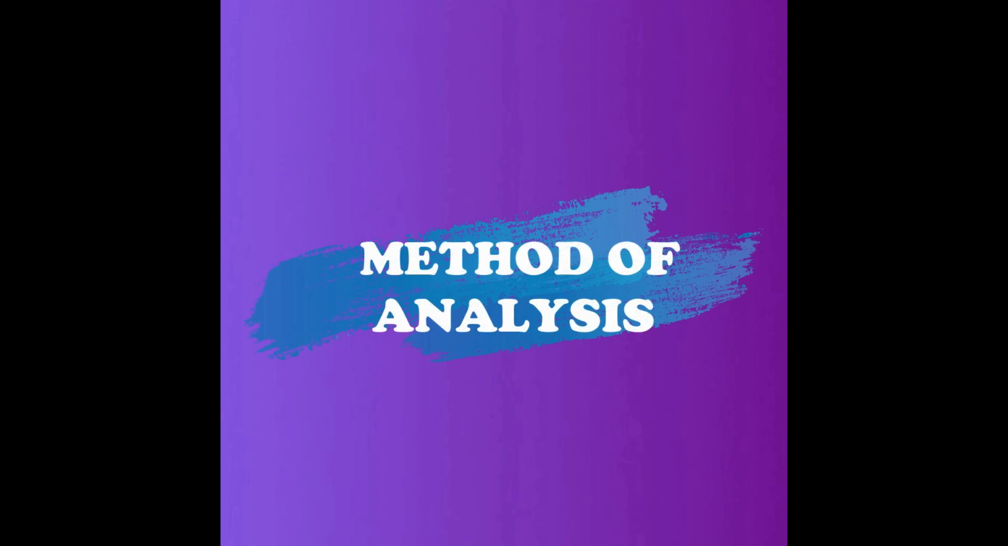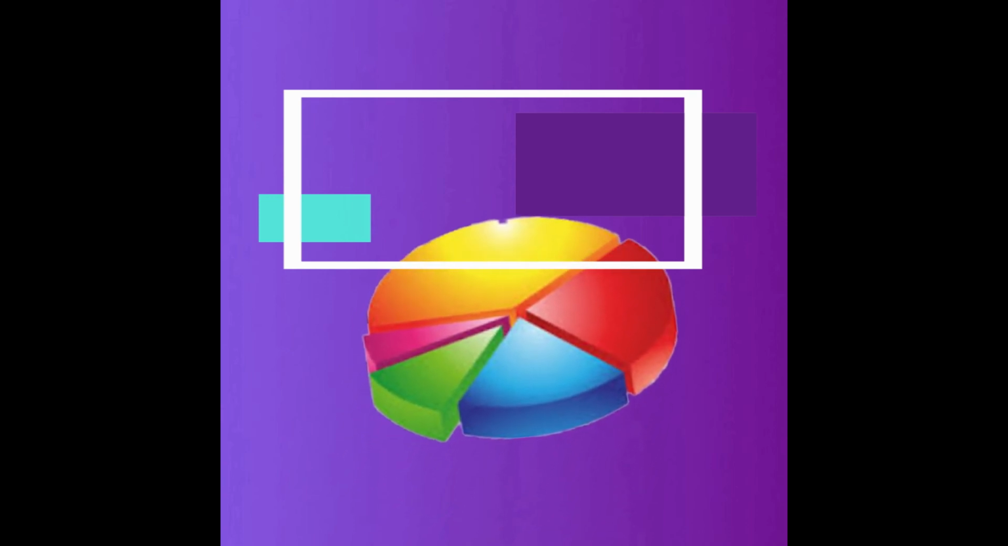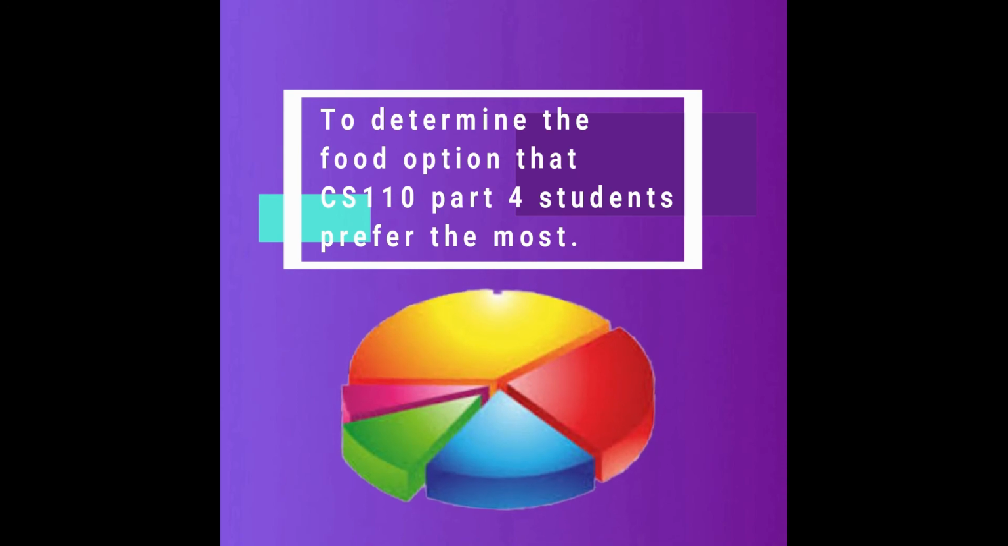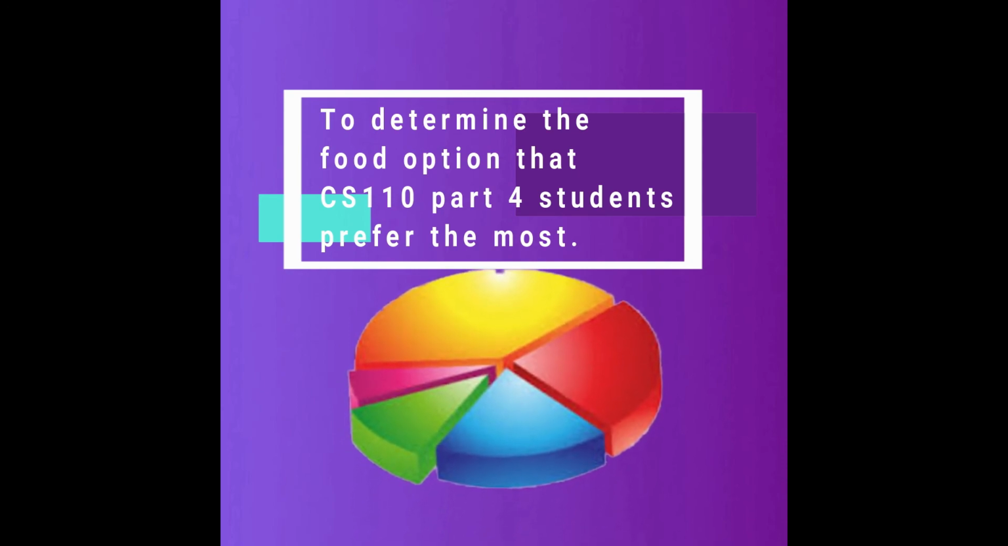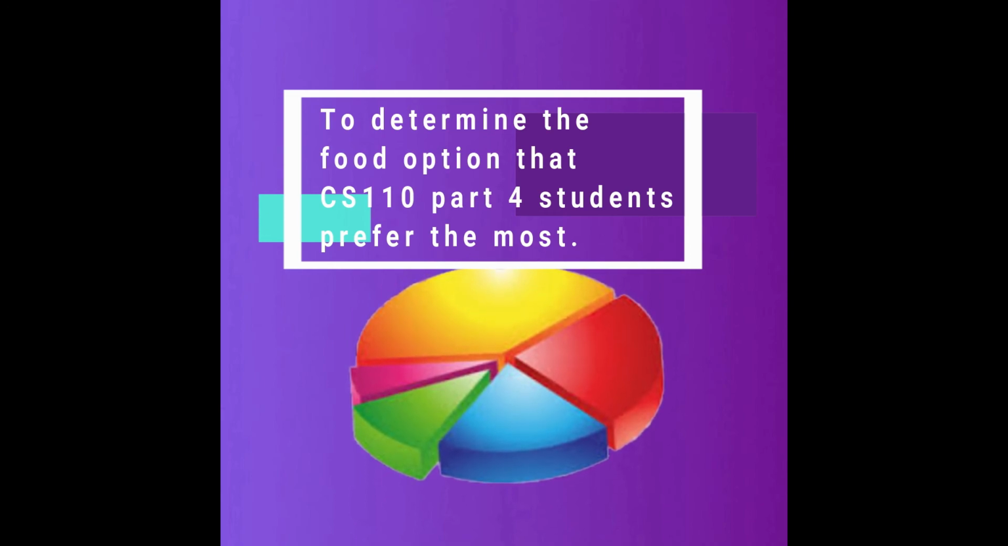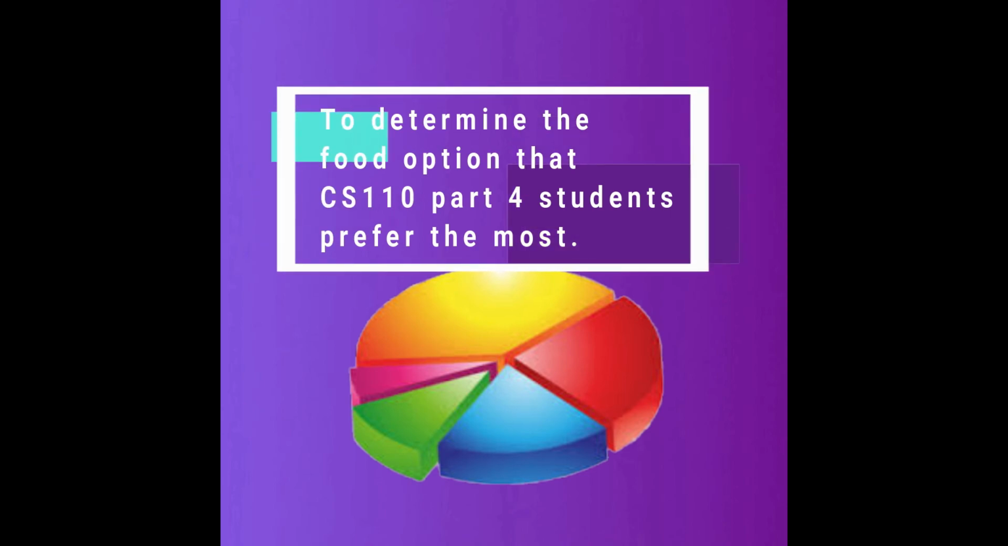Next, we move to the method of analysis. According to the objectives of the study, there are several methods that could be used to analyze the data collected. In analysis, the pie chart method was used for 3 objectives. First, to determine the food option that CS110 Part 4 students prefer the most. This chart was used to show the percentage of each group and gender towards the food option that they preferred the most.